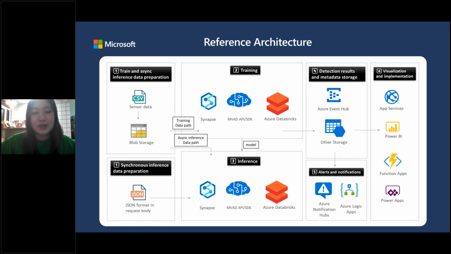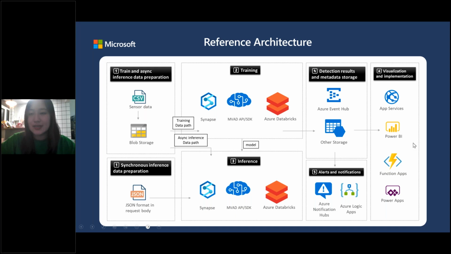The second way of inference is synchronous inference. Because it's real time and we want it to be really quick, and there will not be too many data points each time, it's acceptable to put the data points into the request body. So the input here is in JSON format in the request body for synchronous inference. Then you trigger the inference based on your option or preference, and you get the results. You can store them in some storage, or you can directly use alerts and notifications to help you set up an alert system.